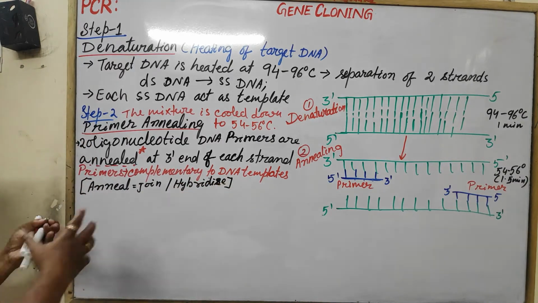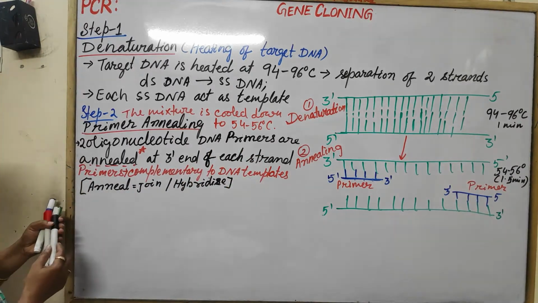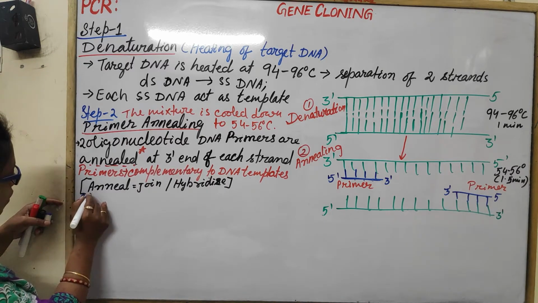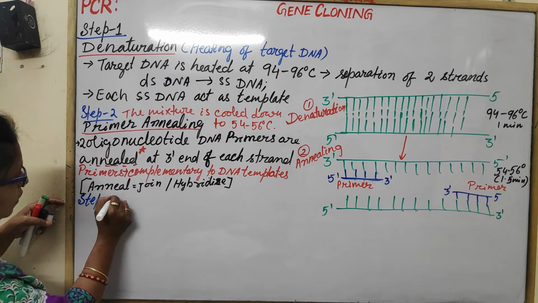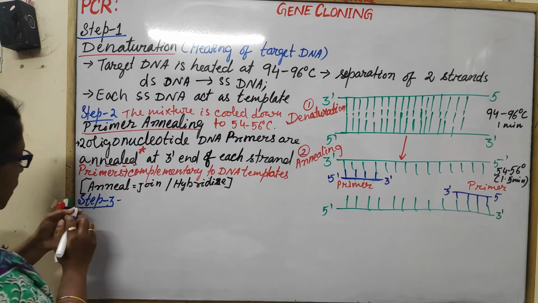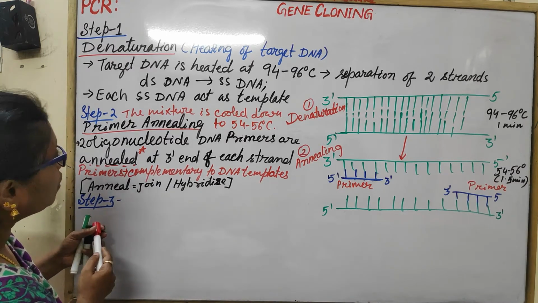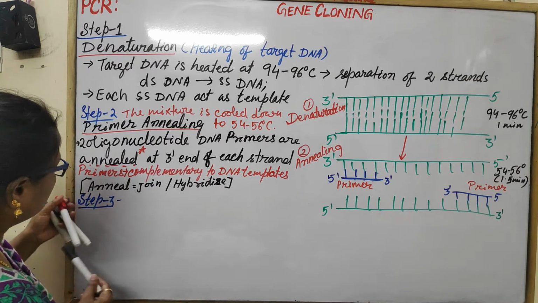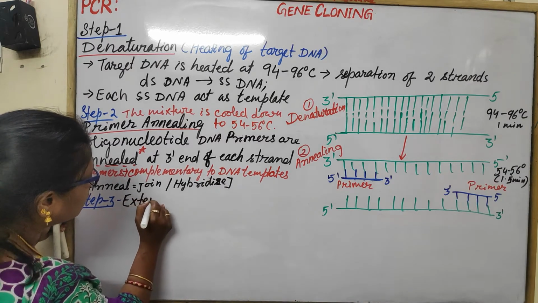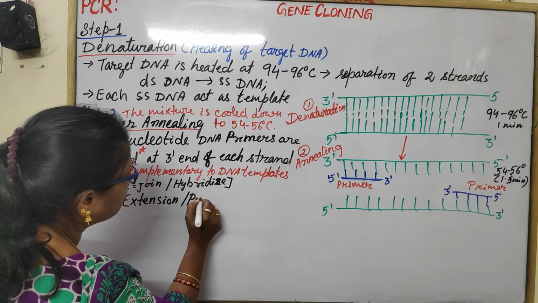Okay, so the primers are annealed or hybridized. The next step is step 3. Step 3 is the final step. The polymerization is the final step: extension or polymerization.